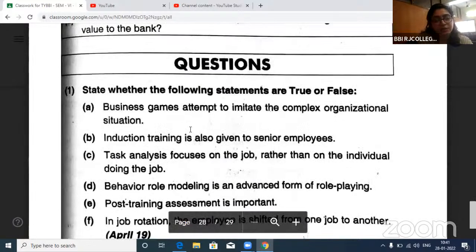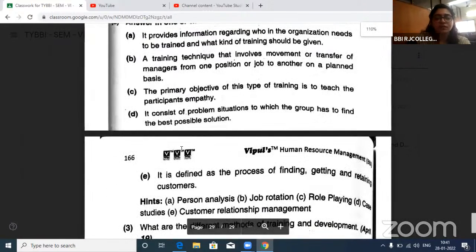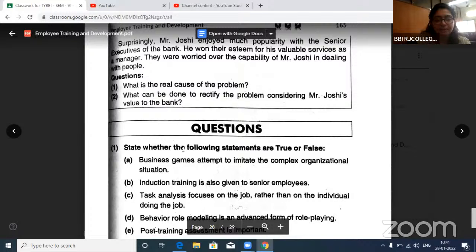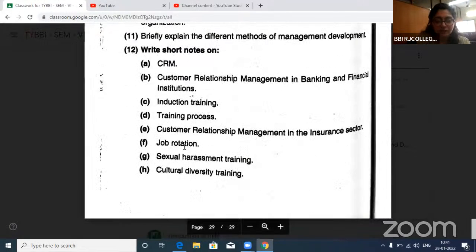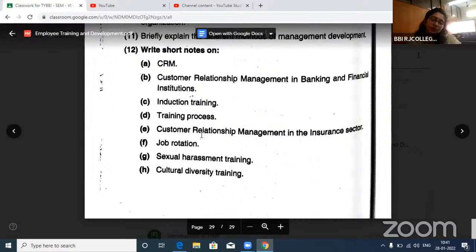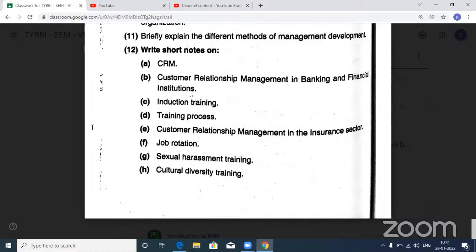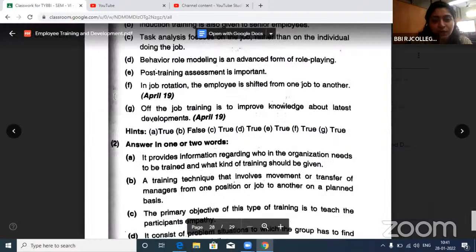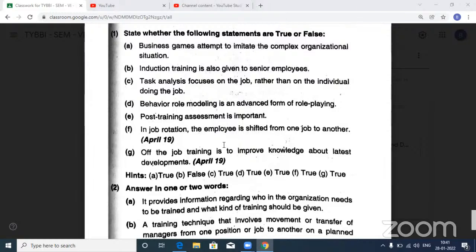So we are done with the chapter. These are some questions that you can refer to. You have some short notes also to refer from this. Okay, students? Yes, ma'am. So my chapter is over. Is there anything that you want to ask from this chapter? No, ma'am.